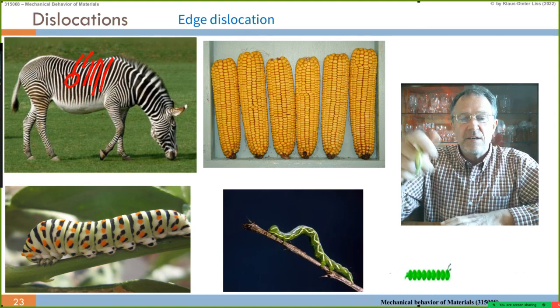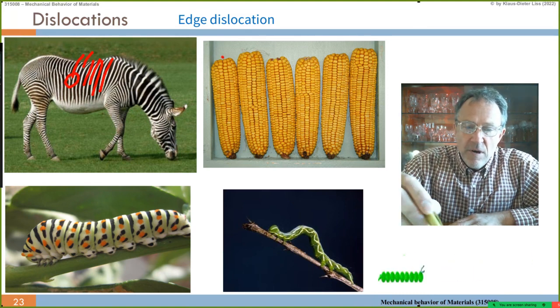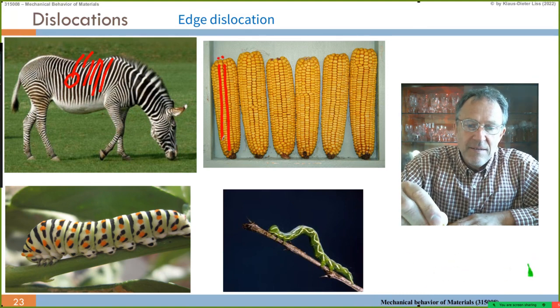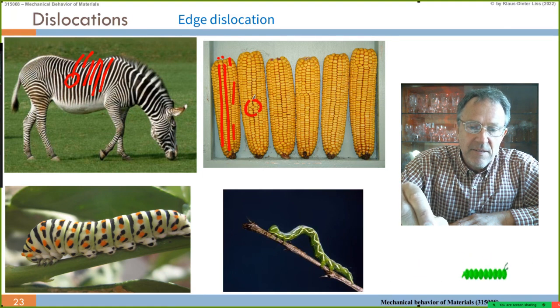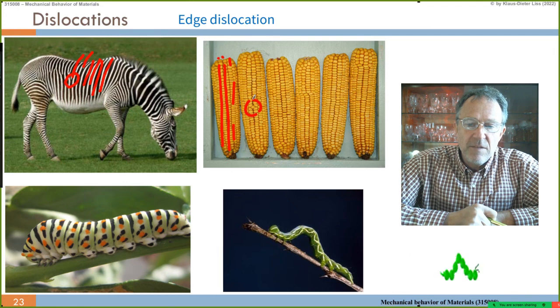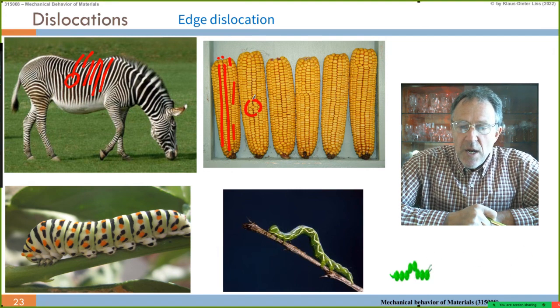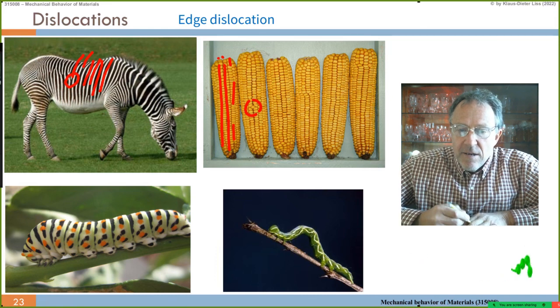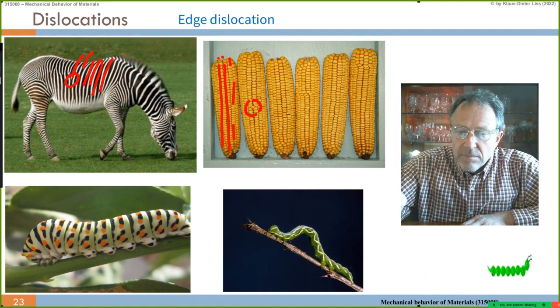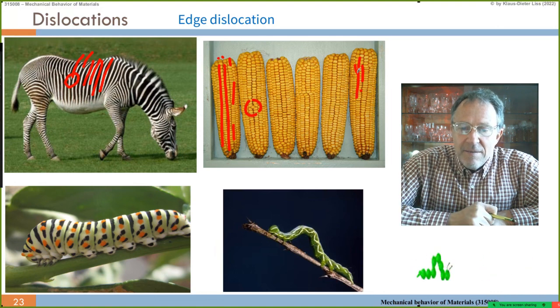Or we see here in the corn. In the corn we have these continuous lines of seeds. And sometimes you have a point defect, as shown here. You get one more seed included. Or you may also get a line included. So here, for example, at the top we see that there are lines included.